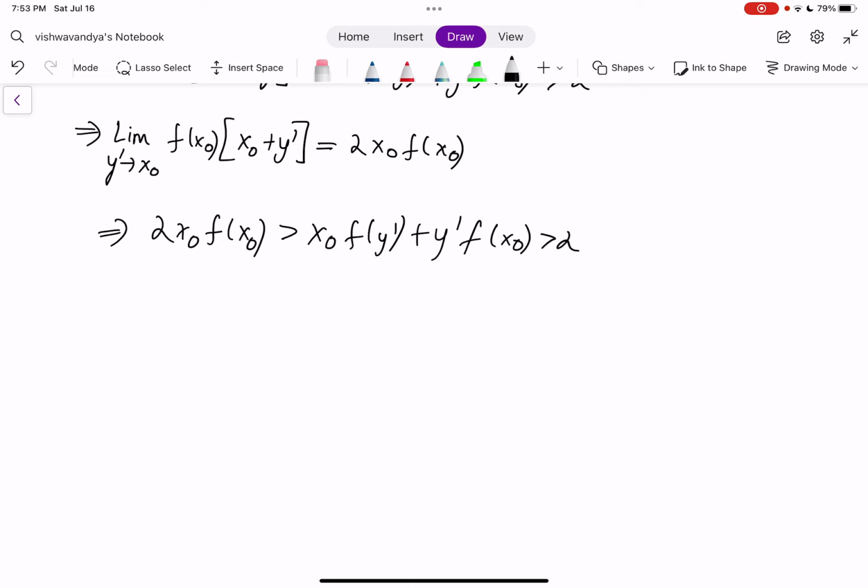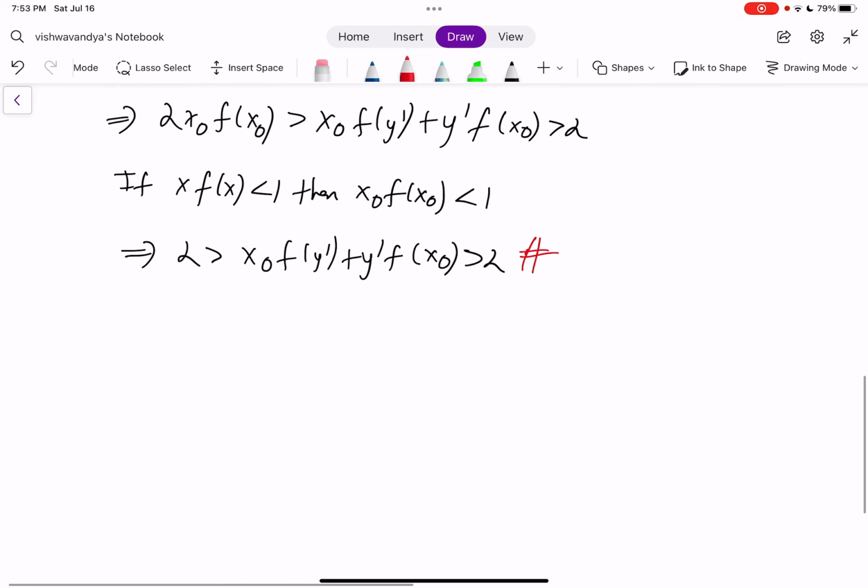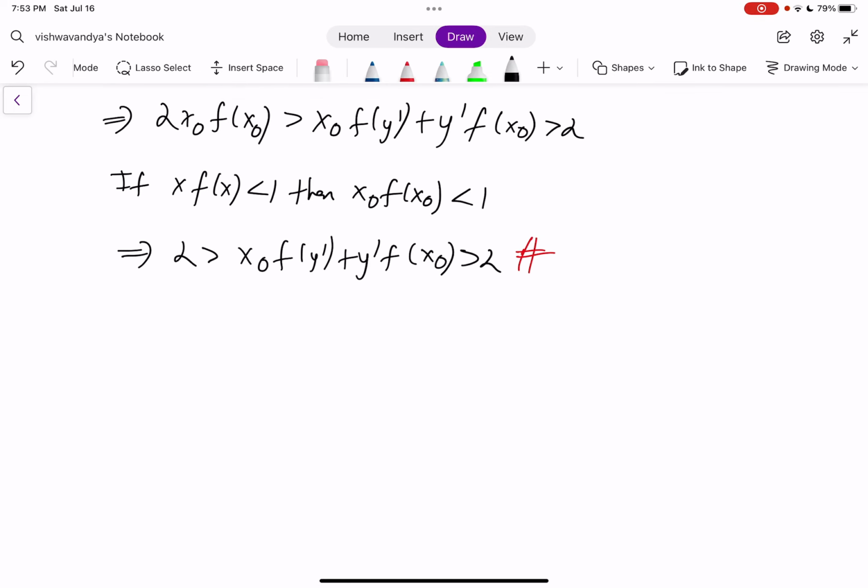Now clearly, if x f of x is less than 1, then x naught f of x naught is also less than 1. But this would mean that 2 is greater than x naught f of y prime plus y prime f of x naught, which is a contradiction. So it must be the case that f of x is at least 1 over x. So this is what we have to work with now.